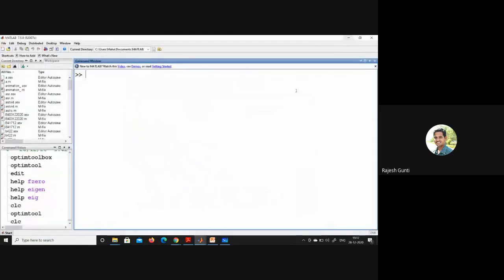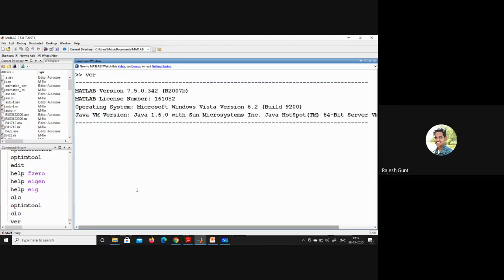Latest toolboxes are available in MATLAB nowadays. There are 72 toolboxes in the latest 2020, approximately. I'm not sure about that, 72 or 73. Above 70, less than 75, between 70 and 75 toolboxes are available. And each toolbox is designed for a particular purpose.